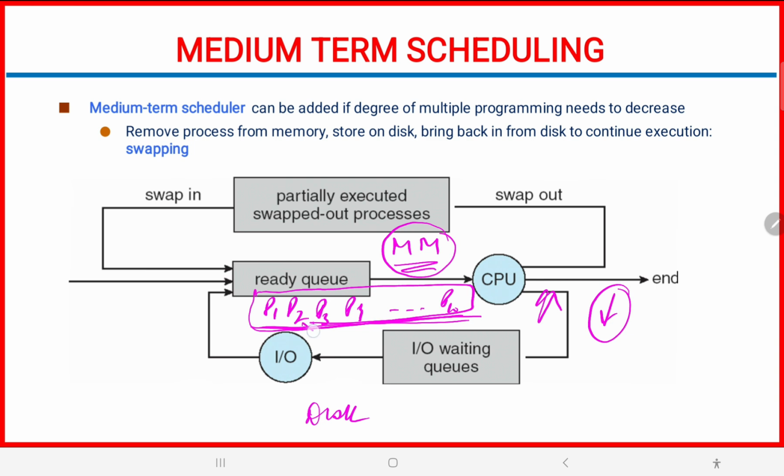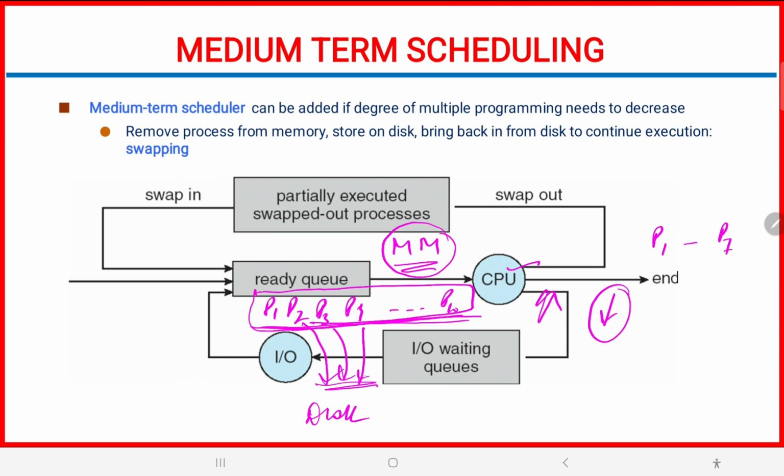So let's suppose the OS has chosen P2, P3 and P4. This means that out of 10, 3 have been removed from the ready queue or from the main memory. So only 7 processes are now in active contention for the CPU, and 3 are removed.